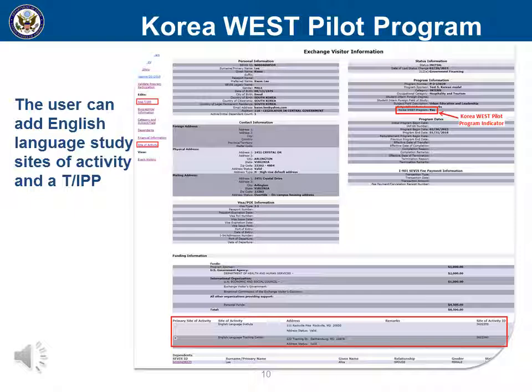This is the Exchange Visitor Information page for a participant in the Korea West program. Under the Program Information section, there is an indicator that the exchange visitor is participating in the Korea West program. The Edits menu contains links for both Site of Activity and Add TIP. The user can add additional English language study sites of activity and a TIP. When a TIP is added, the combination of all phase dates does not have to cover the entire length of the program.